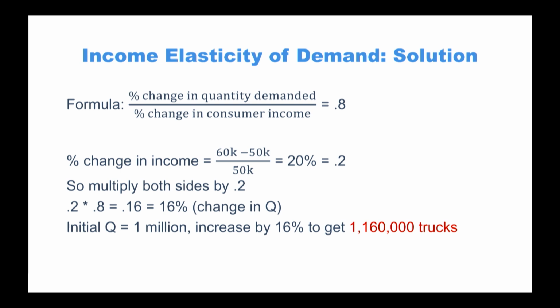So we multiply both sides by the denominator, 0.2. It cancels out on the left side, and on the right side we get 0.16. That's 0.8 times 0.2. And that's therefore the change in the quantity demanded. We started with 1 million. If you increase by 16%, you get 160,000 more trucks. And that's the answer to the problem.